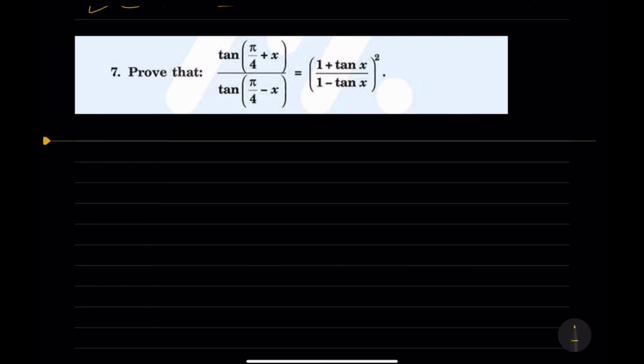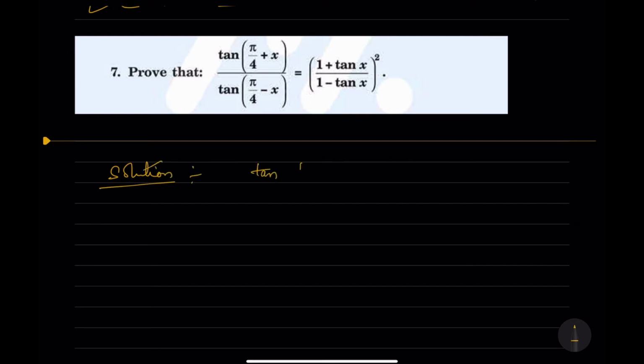Going to the seventh problem. Prove that tan(pi by 4 plus x) by tan(pi by 4 minus x) is equal to (1 plus tan x) by (1 minus tan x) whole square. So in the solution part, what do we have? We'll see the solution over here.